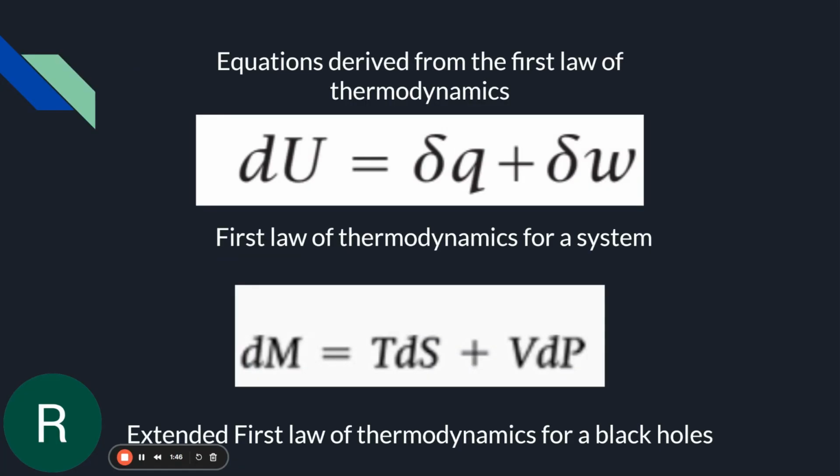The first one is derived from the first law of thermodynamics based on the system's internal energy, where the change in internal energy is equal to the change in heat plus the change in work. While the extended first law is that the change in enthalpy is equal to the temperature times the change in entropy plus volume times the change in pressure. Black hole changes in enthalpy can identify the changes in mass, which is what the first law of thermodynamics applies to for black holes, rather than changes in internal energy as the first law normally does. Using the extended first law of thermodynamics, researchers can understand black hole properties such as mass through a thermodynamic viewpoint.